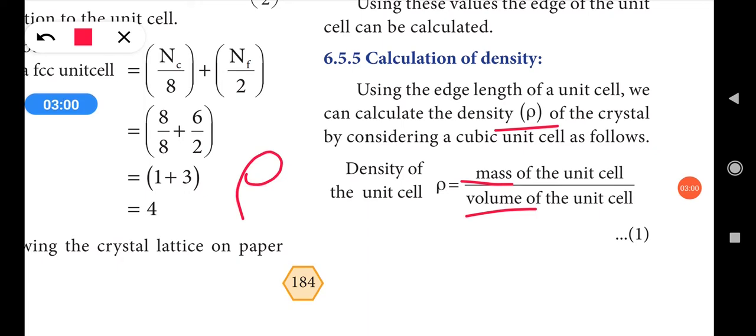Its symbol is rho. Using the edge length of unit cell, we can calculate the density rho of the crystal by considering a cubic unit cell as follows. Density of the unit cell. The formula for density is mass by volume. So density of the unit cell is equal to mass of the unit cell divided by volume of the unit cell.